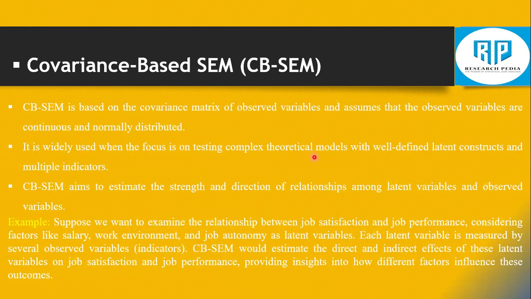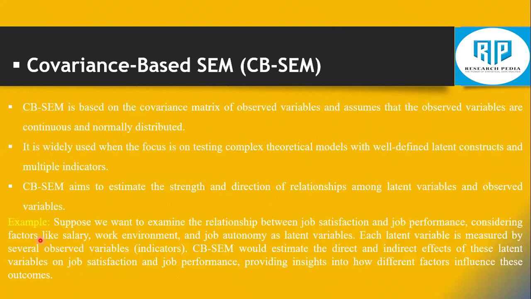So if your model is theoretically more complex, then you need to use the CB-SEM technique. And you may have well-defined latent constructs also. If you have well-defined latent constructs, you can use covariance-based SEM modeling. You may have multiple indicators with latent variables. CB-SEM aims to estimate the strength and direction of relationship among latent variables and observed variables. So when you relate your latent variable with observed variables, you are going to use CB-SEM.